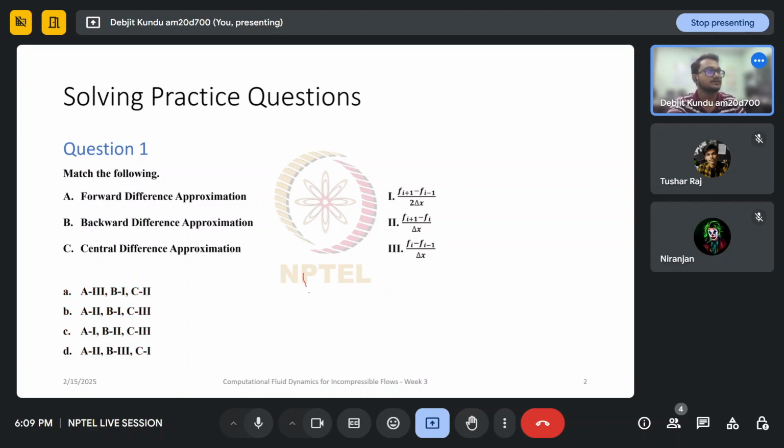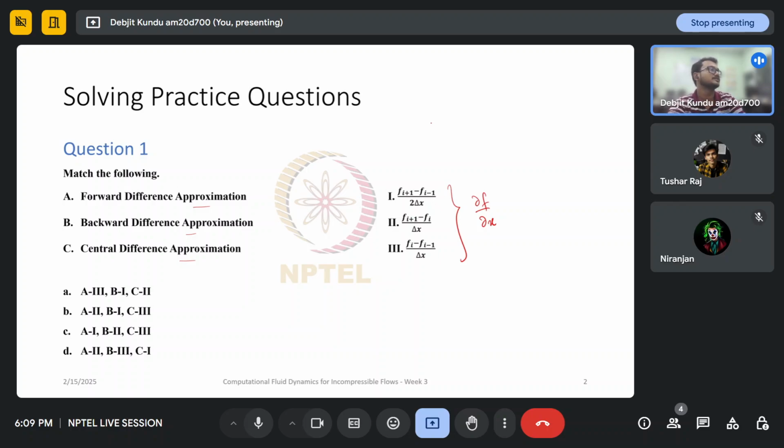So here, all these forms are forms of nothing but dou f dou x. How to discretize dou f dou x using forward difference approximation, using backward difference approximation, or using central difference approximation. And we have three mathematical forms over here. Fi plus 1 minus Fi minus 1 by 2 delta x.